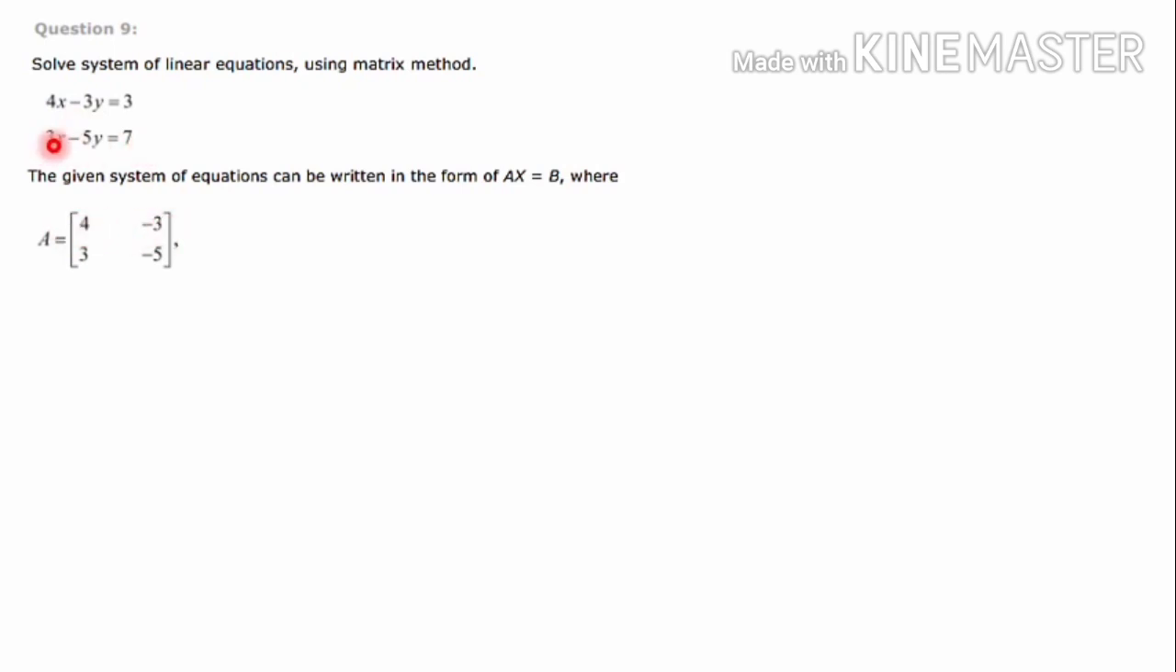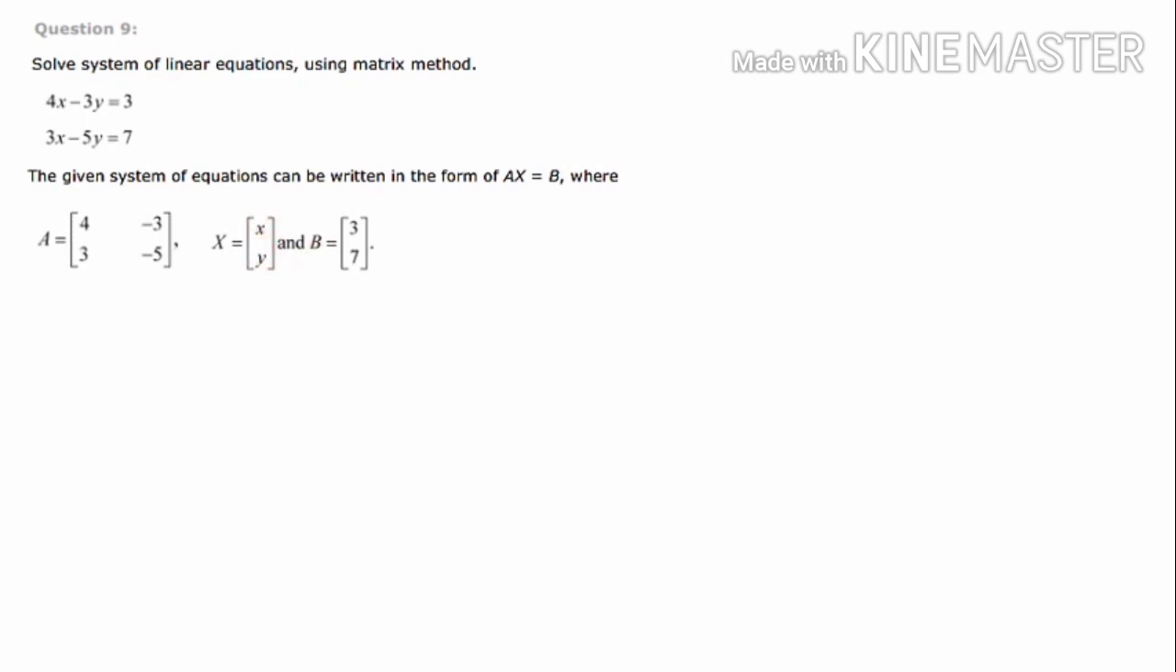And in the second equation, 3 and minus 5 are the coefficients of x and y, that we have to write as the second row. Then X is our variable matrix. By observing the given system of equations, we can conclude that the given equations are in x and y. Therefore, the variable matrix is X equal to matrix xy, that is a column matrix.